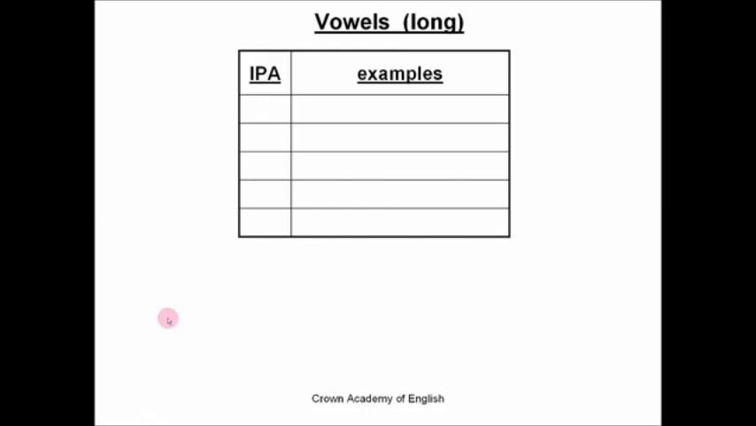Okay, we will now start the sounds, the IPA symbols and sounds, the long vowels. So here is going to be the symbol, and on the right there are the example words where you hear the sound. And I show you the sound, the part of the word in red.